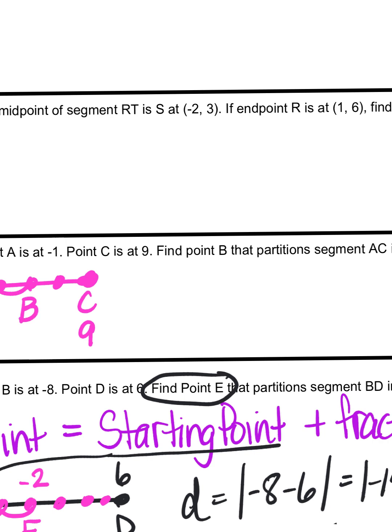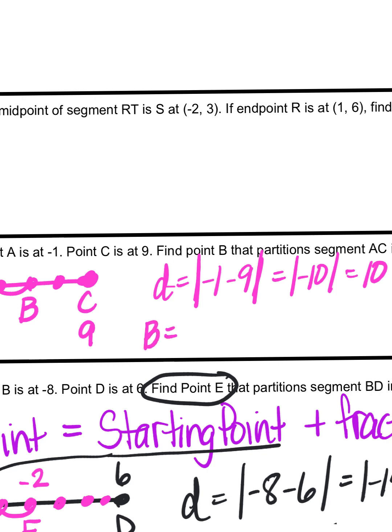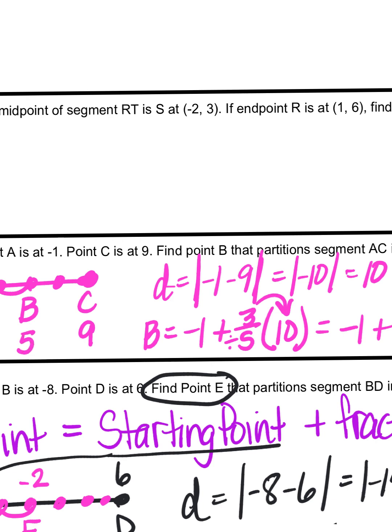I just need to find the actual number. So the distance is first number minus second number. So the absolute value of -1 minus 9 is -10, which is 10. So point B is located. Your starting point is -1 plus your ratio is 3/5 times your distance 10. All right, 3 times 10 is 30. 30 divided by 5 is 6. So -1 plus 6 is 5. So this is located at 5.